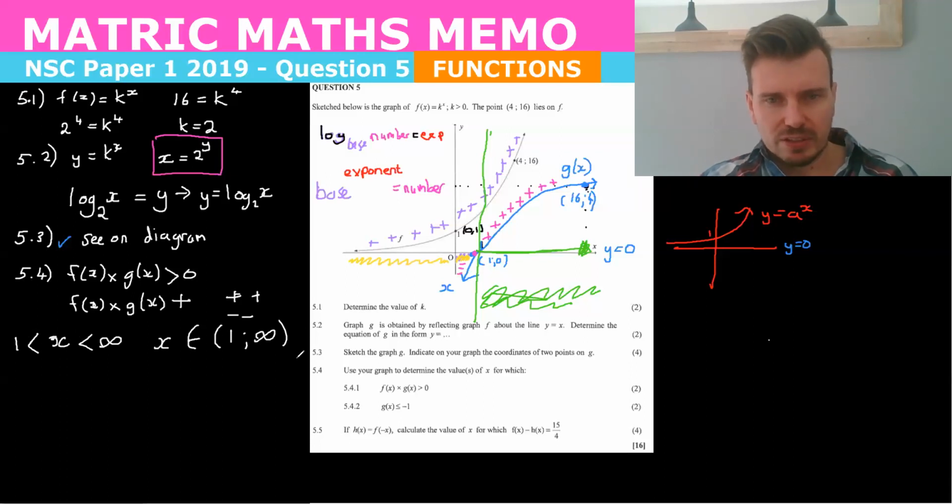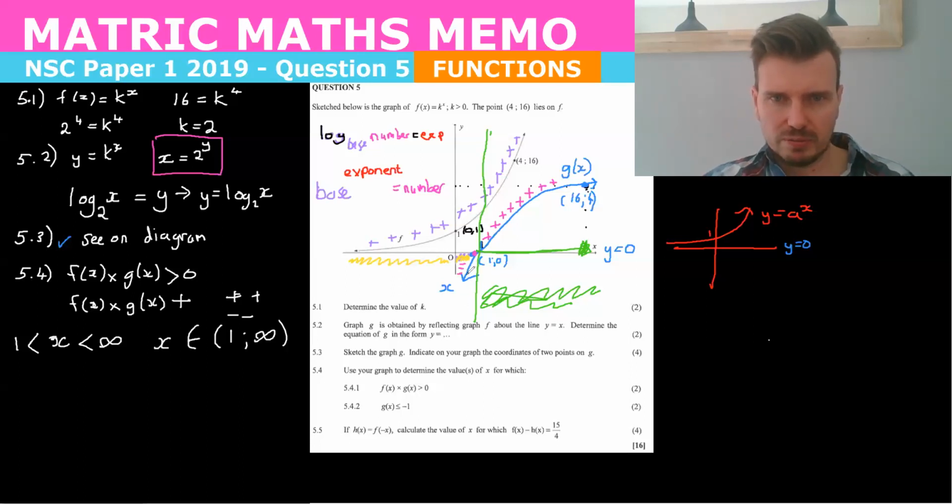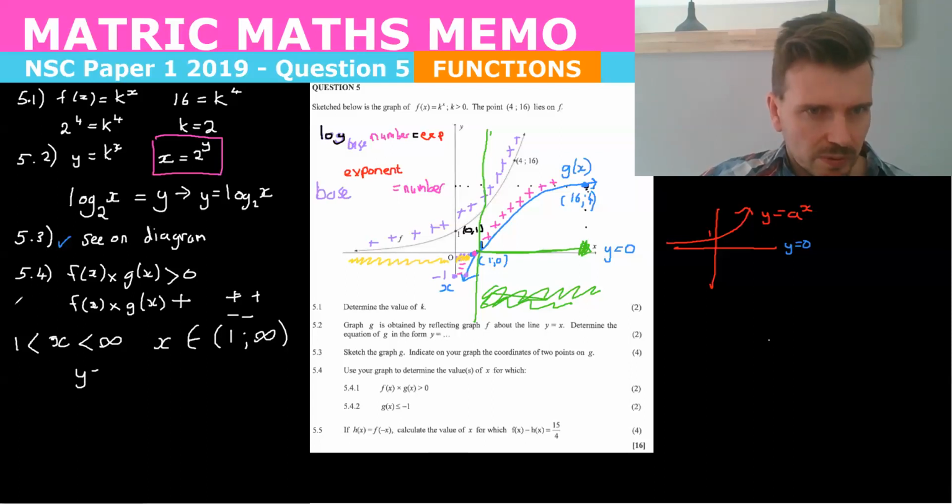Now they want to know, where is g of x less than or equal to -1? We need to figure out the point, because y is about -1. So the values of x on this way. What we have to do is simply substitute y in over here. So let's do that. Our graph of g of x was y. So this was 5.4.1.